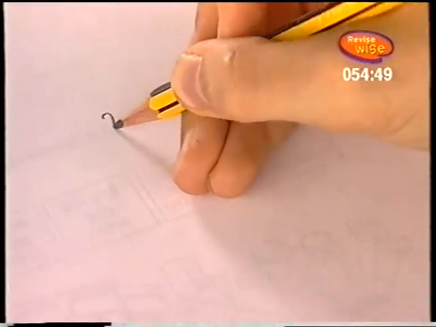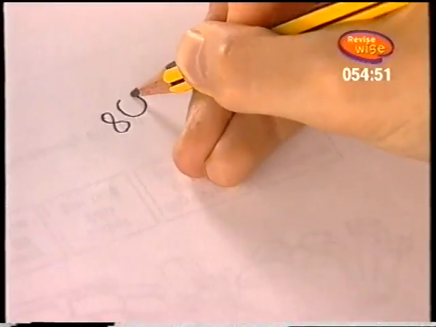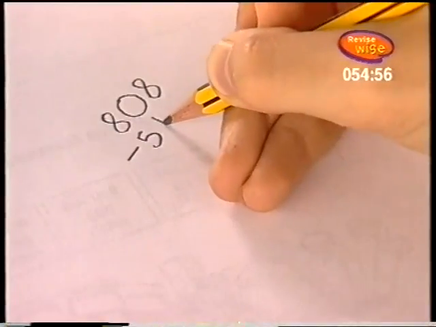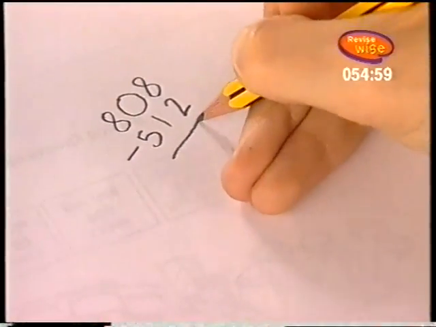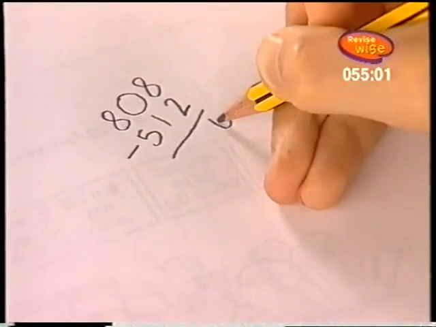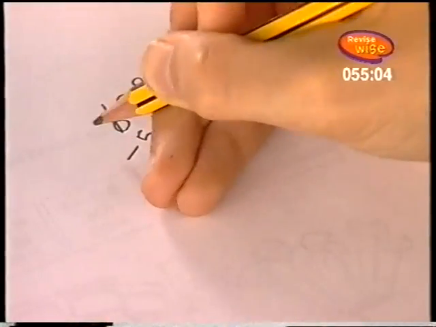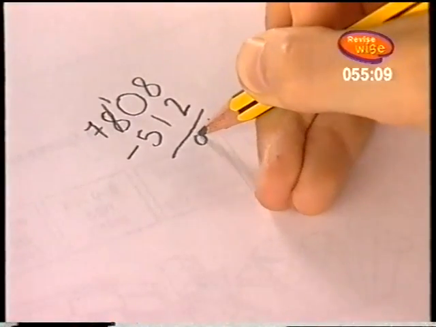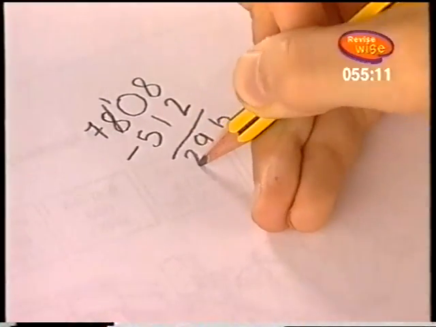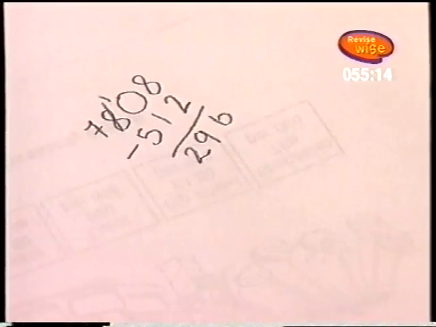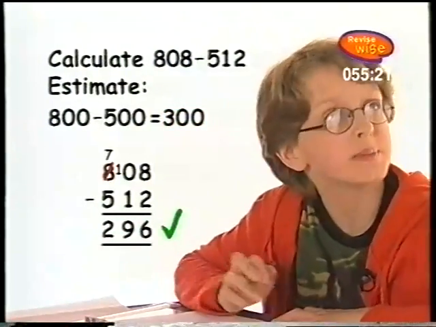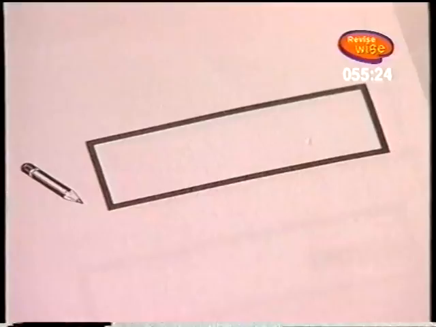Right. So I write the numbers above each other in lined columns. The units first. 2 from 8 is 6. The tens. 1 from 10 is 9. And then the hundreds. 5 from 7 is 2. So the answer is 296. That's very close to my estimate of 300, so it must be right. So write it in the box.